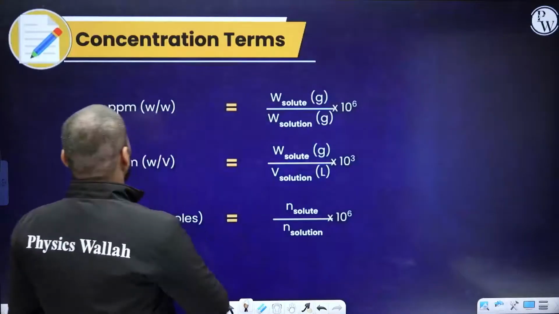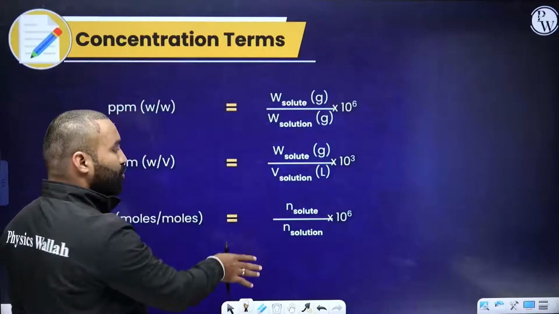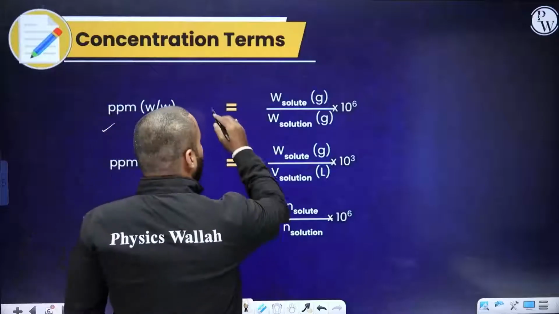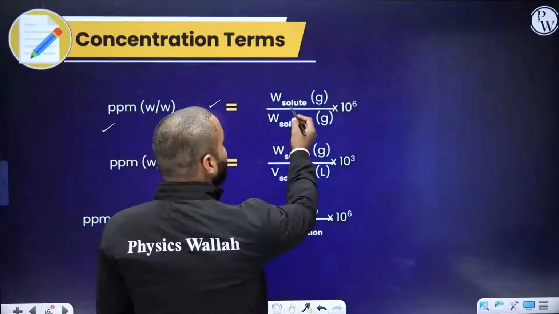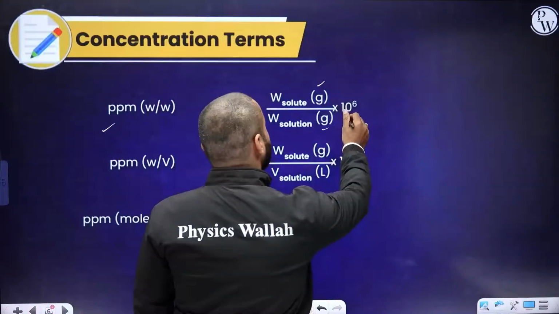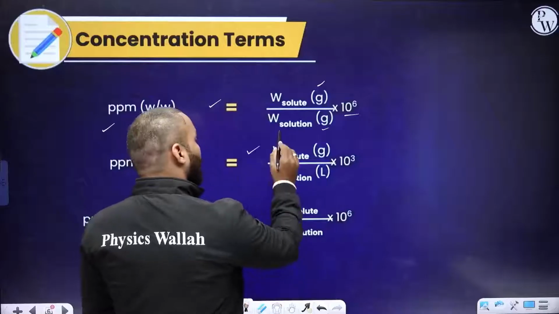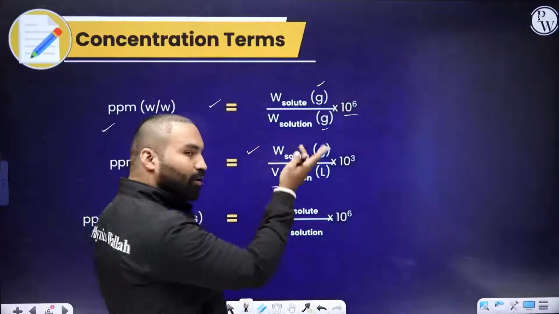Now we have ppm, weight by weight. As I have already explained to you, I have brought you the formulas. You can just download the PPT and it will be your notes, ready. So weight in grams, be very careful about it, times 10 to the power 6. In terms of volume, you can use this formula. And when both of them are volume, that also can be used.